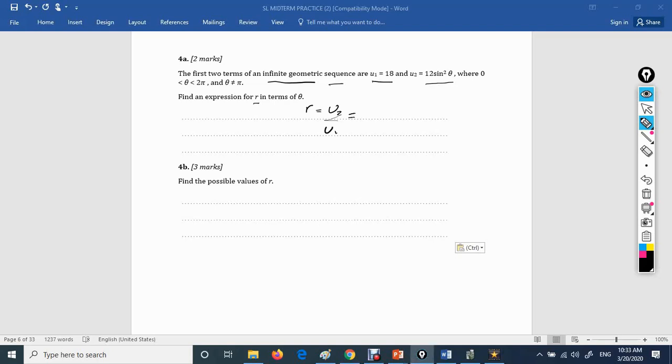So this would equal then 12 sine squared of theta over 18. And then this we can simplify. We can simplify it as 6 times 2, 6 times 3. So 2 sine squared of theta over 3. So this is your common ratio. Okay, so for part 4b, they asked us to find the possible values of r.